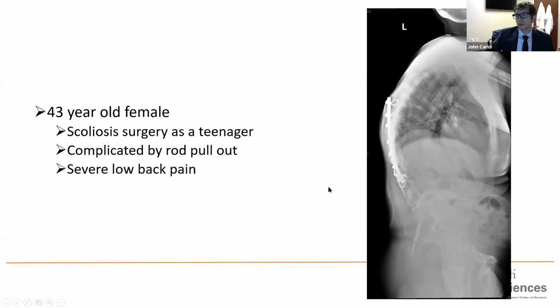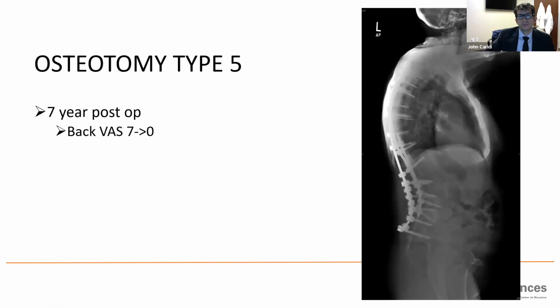So yeah, hyperlordotic ALIFs would have been a great option for her. So, actually, great question, John. What is your PJK prevention strategies in a case such as this? Do you use tethers? Do you use cement? Transverse process hooks? You try to go for soft landing?